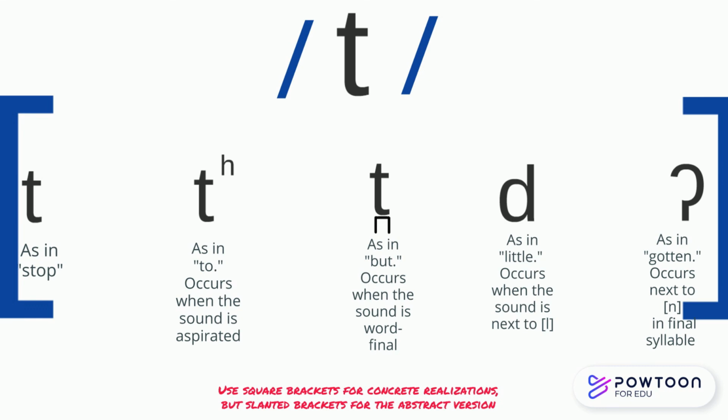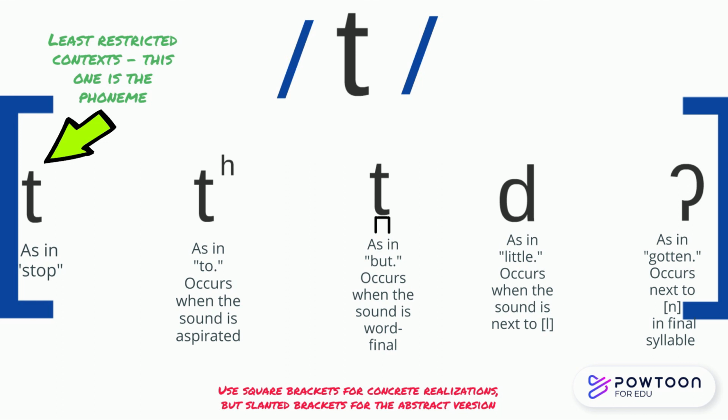Now, going back to the example with the T sound, which one of these realizations of T do you think is the boring old Honda CR-V? It's the one with the least amount of restrictions. All of the other variants have specific phonetic environments for their realization, but one of them occurs everywhere else. All of these variants are allophones of the T sound, and the variant with the least amount of restrictions serves as the phoneme.